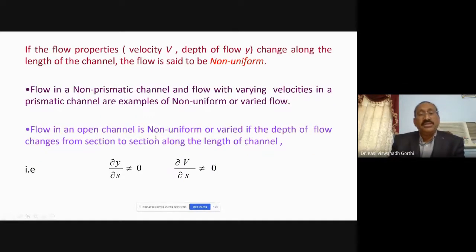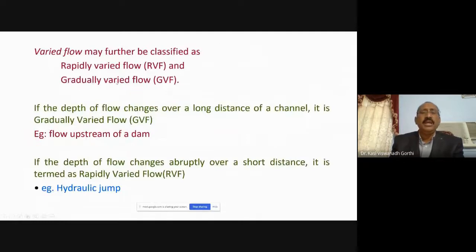So if the flow is not uniform, it is called non-uniform flow, where the depth of flow and the velocity may be changing from one section to the other along the length of the canal. Then it is also called varied flow, because there is variation in the depth of flow and the velocity. This varied flow is further classified as rapidly varied and gradually varied flow. GVF, gradually varied flow. RVF, rapidly varied flow.